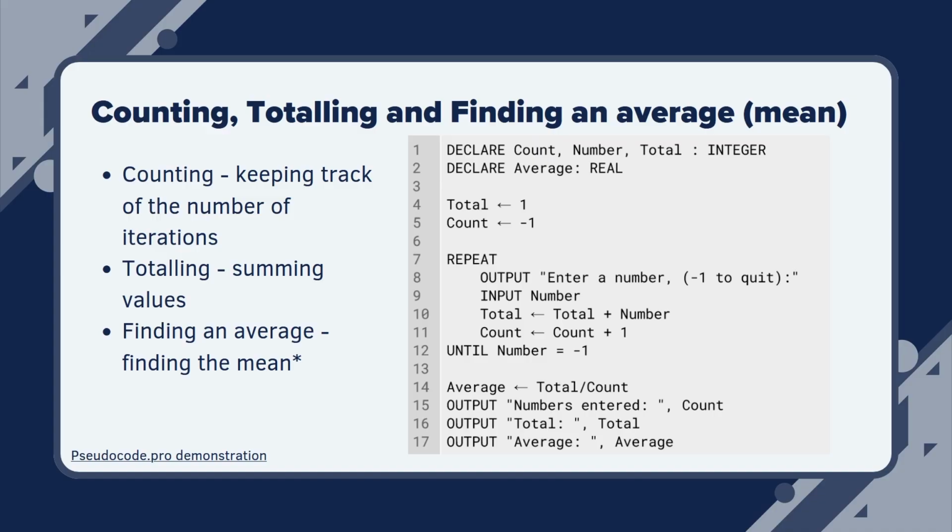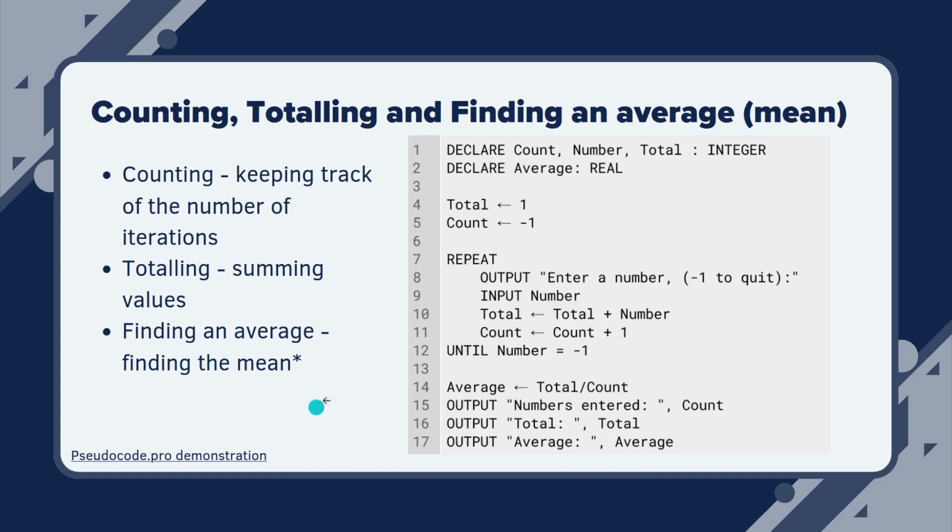Counting, totaling, and finding an average is also considered a standard method of solution. By counting, they mean counting how many iterations have passed in the loop. In totaling, you're summing values when you input numbers, for example. And finding an average is basically finding a mean. Although I know a mean is a type of average, you're in CS, you're not in math, so an average is mean.